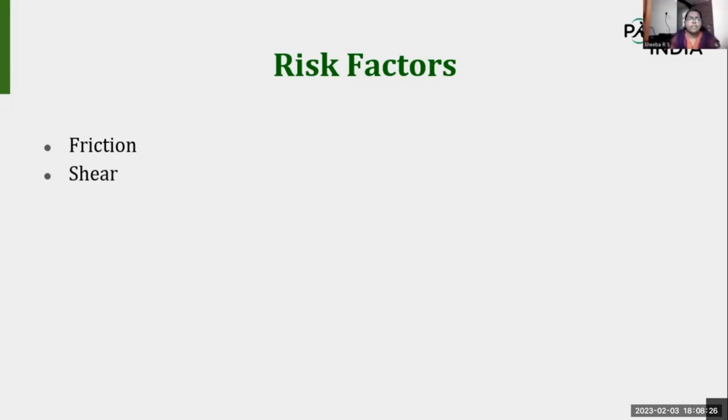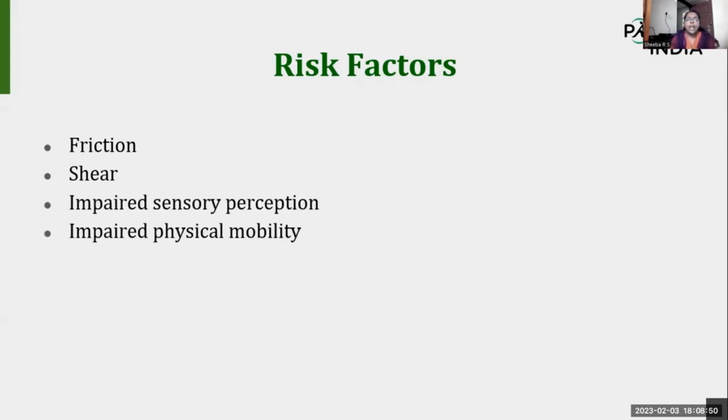And the second thing is shear. So here you can imagine an obese patient. They are usually lying down, but unconscious patients usually slip downwards. When we try to bring them back to their normal position, we usually apply more pressure or force to their body. So there is a chance of deep tissue injury. So there is a shear force. And impaired sensory perception and impaired physical mobility.